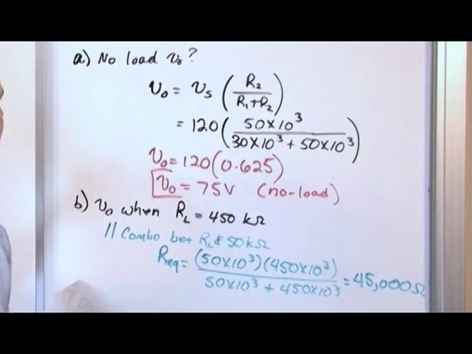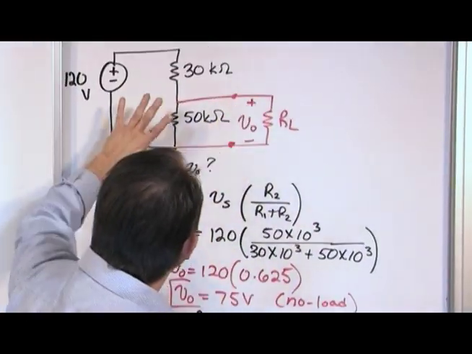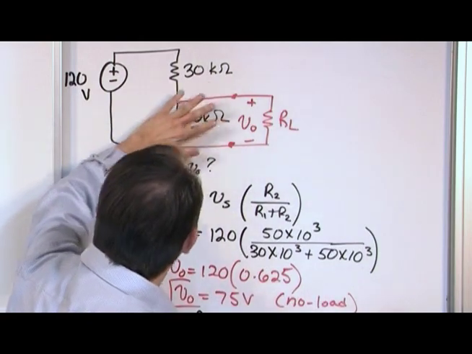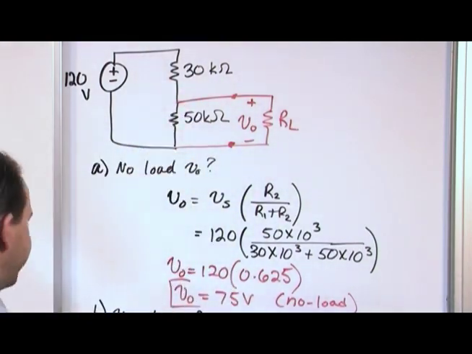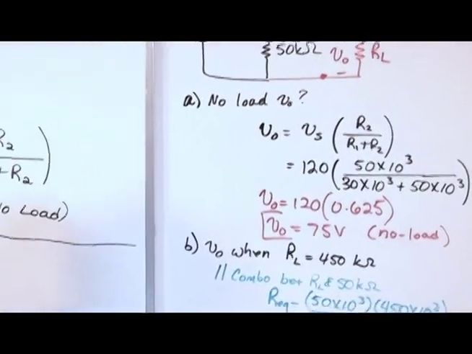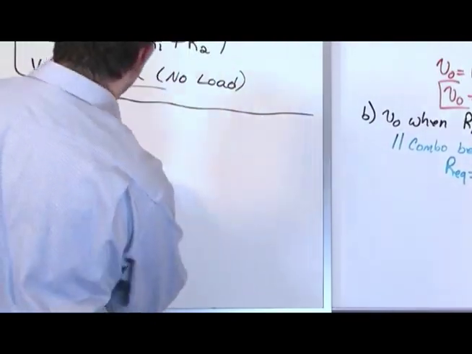So notice what happened is, we hook the load up. And because we hooked the load up, when you now look at the circuit again, you don't see this. You see another resistor down here that's not 50, but it's actually 45 kilo ohms. So let me kind of redraw. I don't have enough room there. Let me redraw the circuit here. So we have 120.